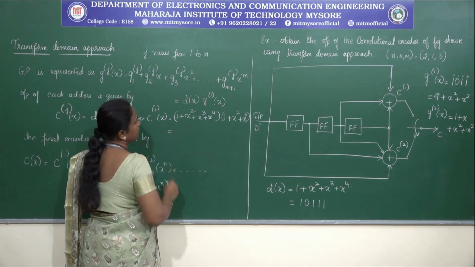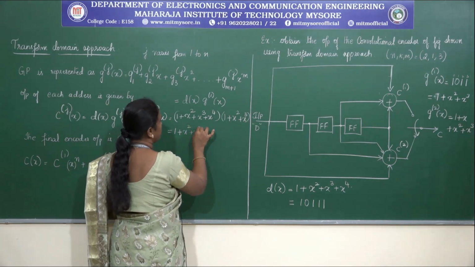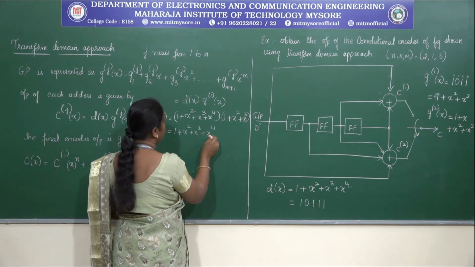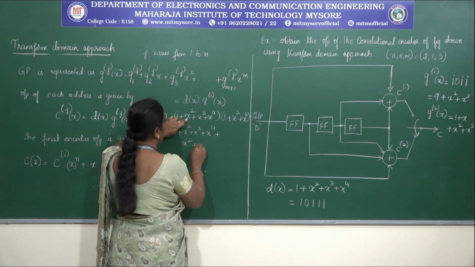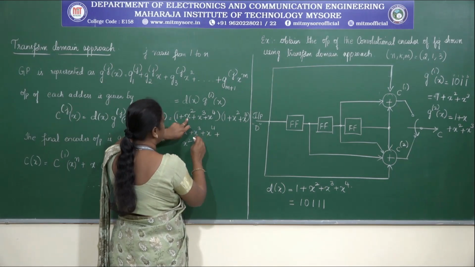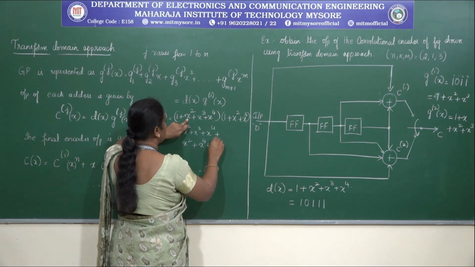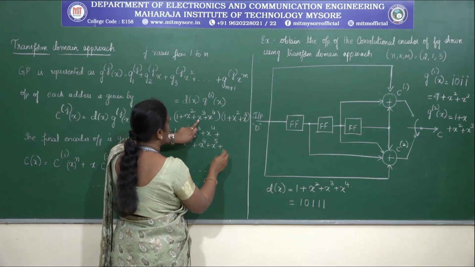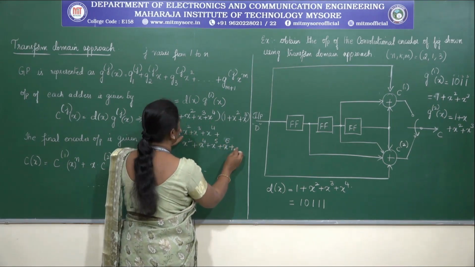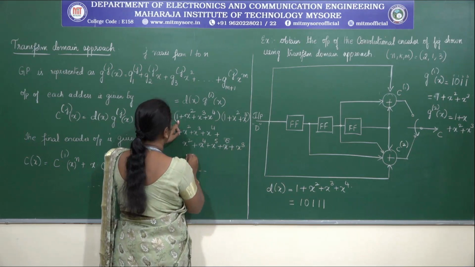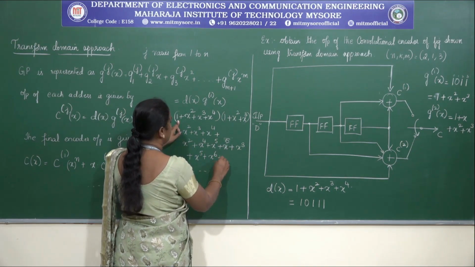So it is 1 plus x square plus x3 plus x4, plus x square, plus we have x to the power of 4 plus x to the power of 5 plus x to the power of 6, plus x to the power of 3 plus x to the power of 5 plus 6 plus 7.